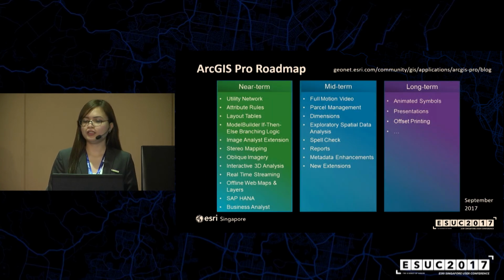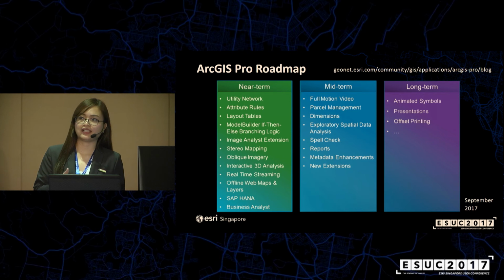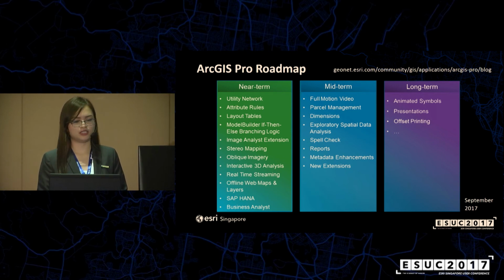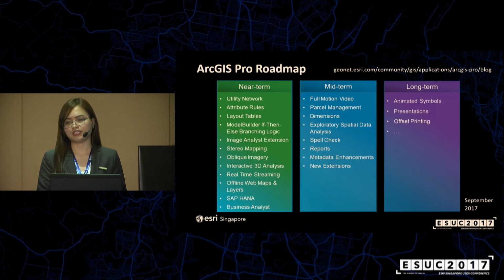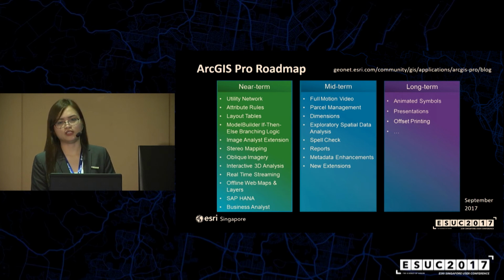So we continually work on new innovations in ArcGIS Pro, and this is the ArcGIS Pro roadmap, which has just been updated last Wednesday, actually, which gives us a sneak peek of what we're focusing on for the near, mid, and long term for the ArcGIS Pro development. So you can always refer to the website. It's on geonet.esri.com for updates on the plans of release for the next ArcGIS Pro versions.